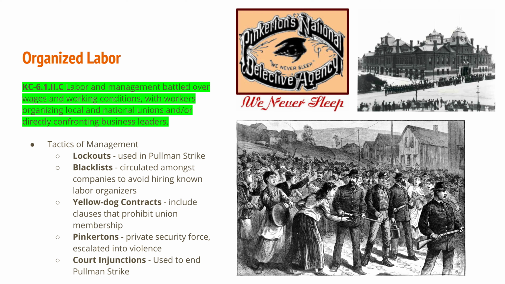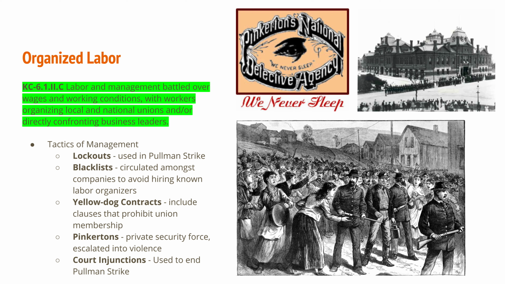So we have the lockout. This was used in the Pullman Strike. This is when management says, okay, you don't want to work because you feel like you're being underpaid, then you don't get to work. And they would literally close and lock the doors to the factory. Industries would also have blacklists in which they would put the names of any labor organizers that they knew of, so they would not be able to be hired, and therefore could not organize a new group of workers. Yellow dog contracts were contracts that prohibited workers from being able to join a labor union. If they did, then they could contractually lose their job.